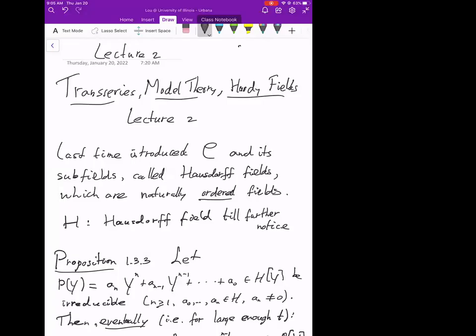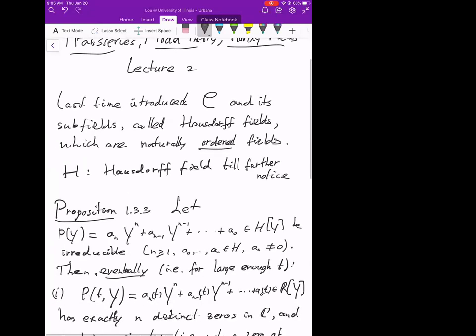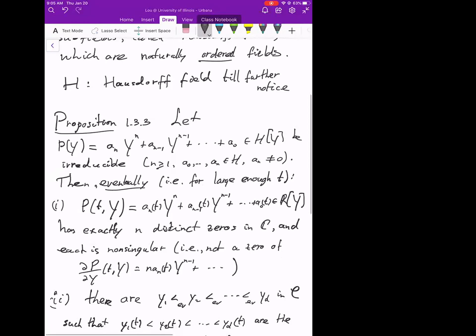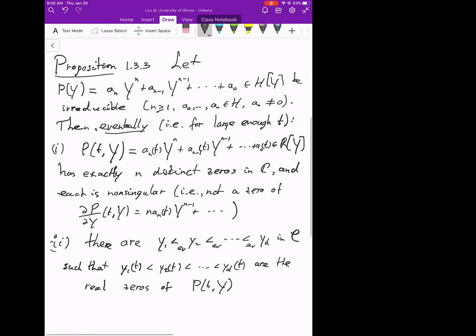And last time I introduced curly C, this ring of germs of continuous functions, and its subfields, which I called Hausdorff fields, and they are naturally ordered fields. And capital H will be a Hausdorff field till further notice. And then I stated this proposition, and I state it again in a slightly modified form.